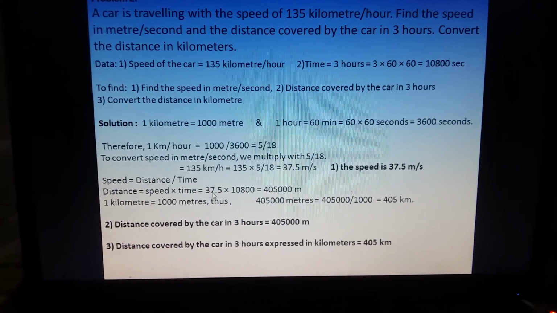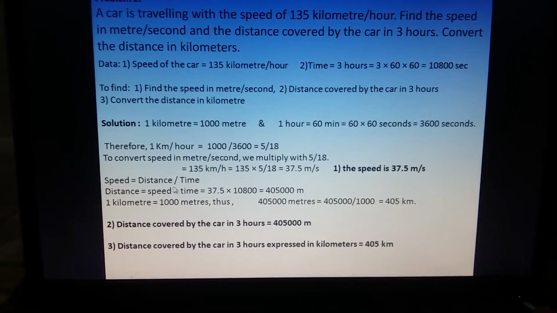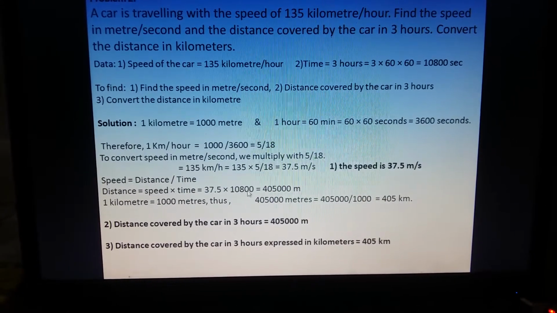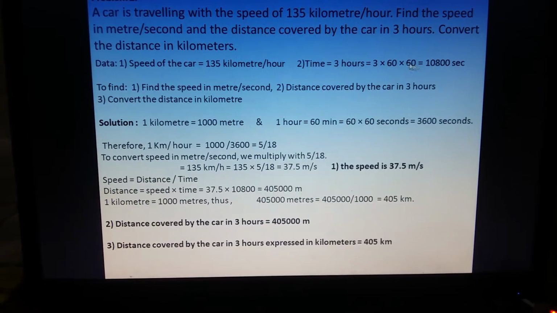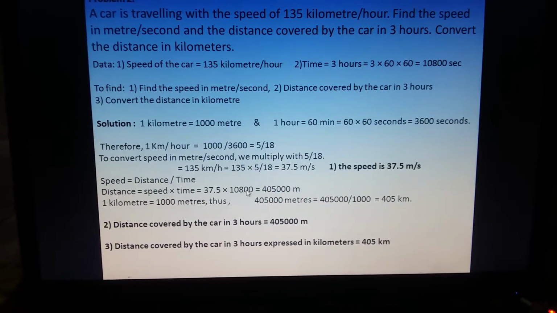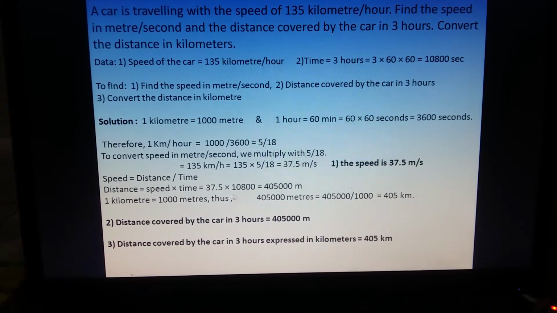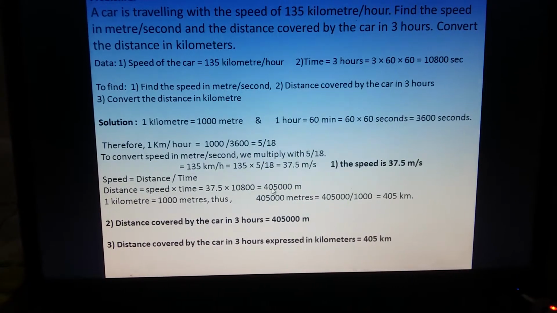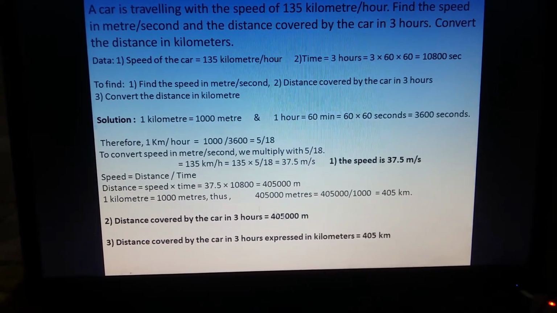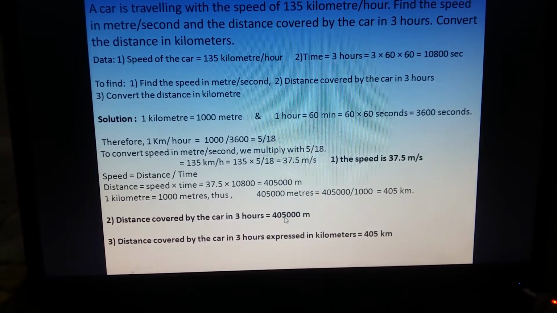So this is the speed, 37.5, and we will multiply it with the time, 10800. Why 10800? Because this much is the time in seconds. 3 hours means these many seconds. So we are multiplying it with 3 hours, which is equal to 10800 seconds. When we multiplied these numbers, it became 405000 meters. So our second answer, the distance covered by the car in 3 hours, is 405000 meters.